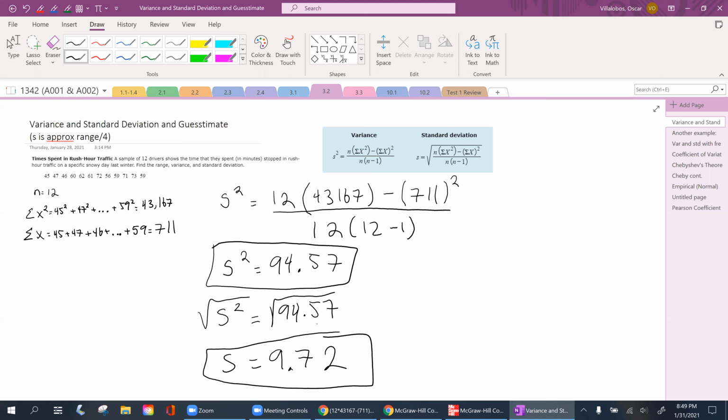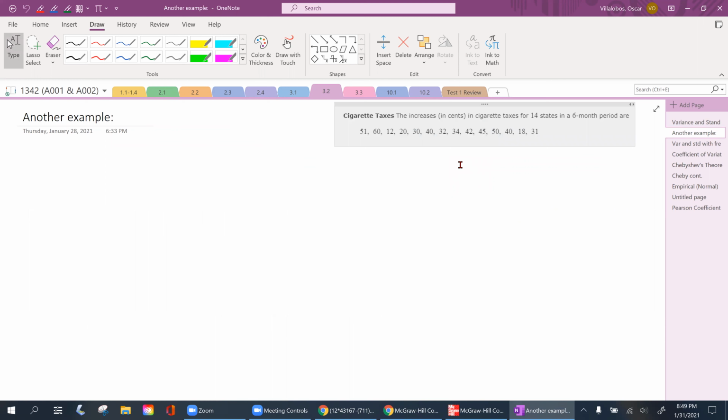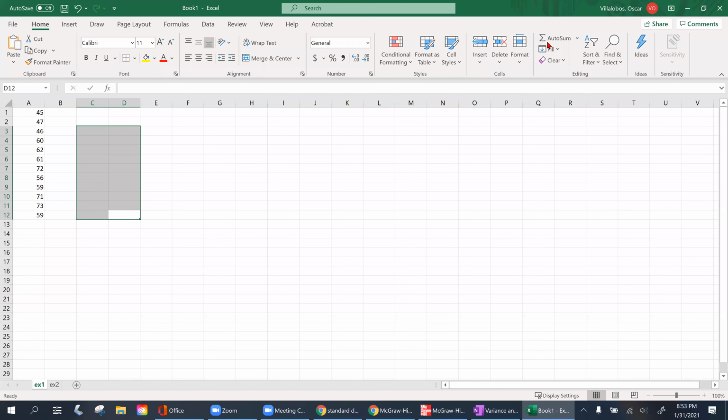So that would be my standard deviation. Let's go ahead and apply that on another example. But on this example, we're going to apply it in Excel. So let's get that started. We're going to apply what we know, but in Excel.